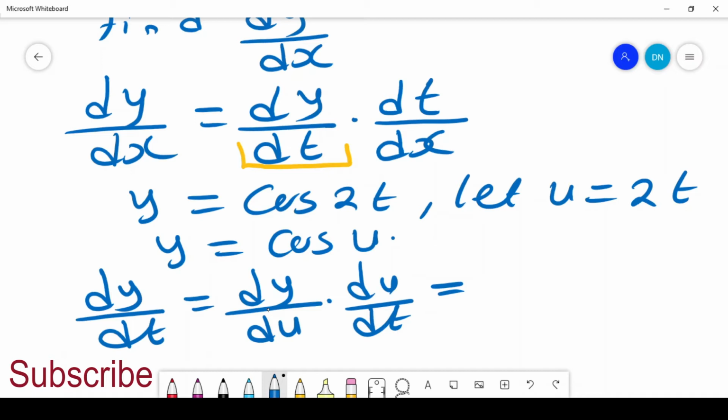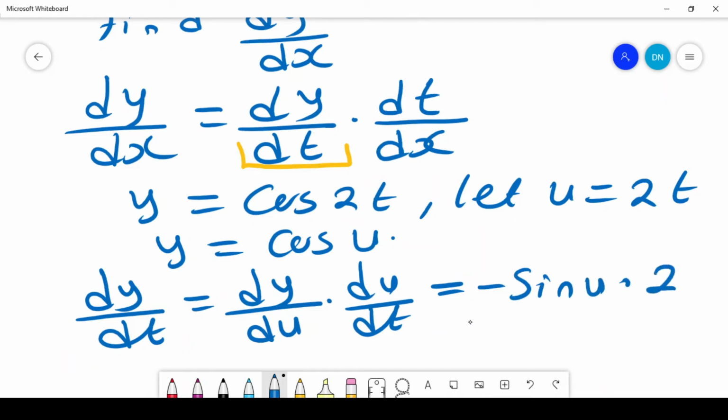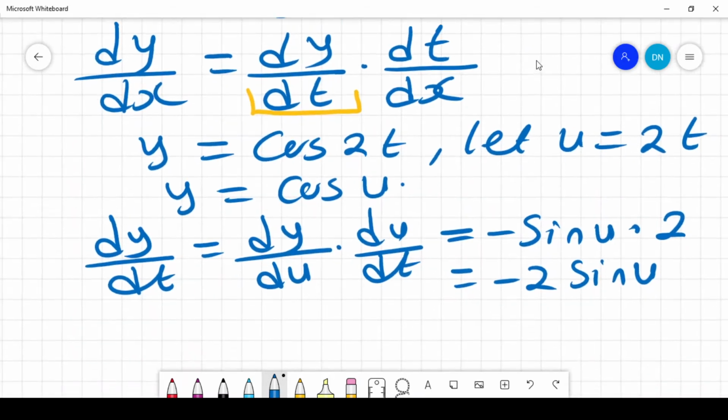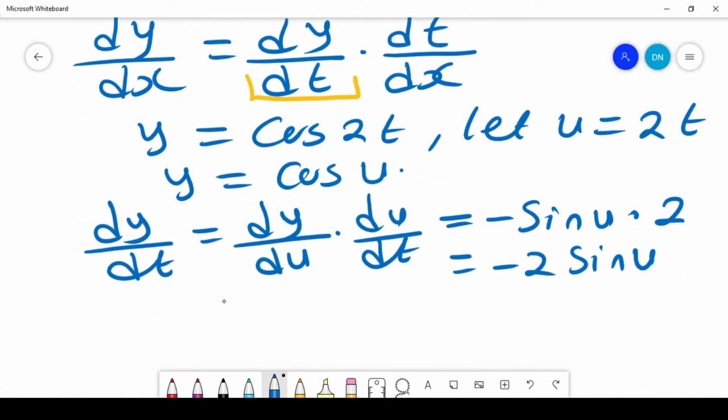And we know that dy du is the derivative of cos, which is negative sine u, times du dt, which is 2. So that gives us negative 2 sine u. So the first part of dy dt is negative 2 sine u. And we know what u is? u is 2t. So dy dt will be equal to negative 2 sine 2t.